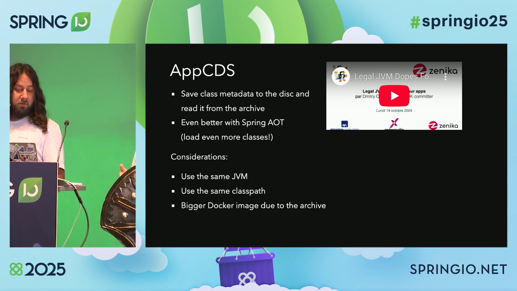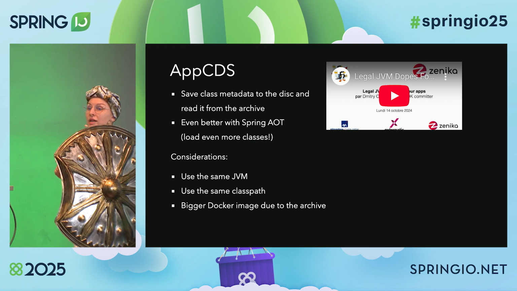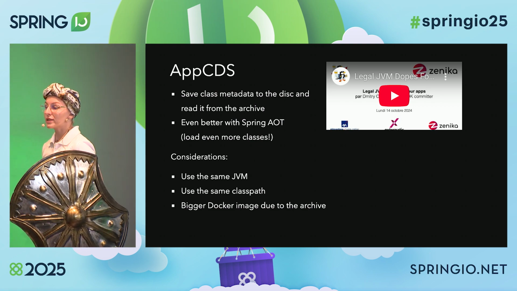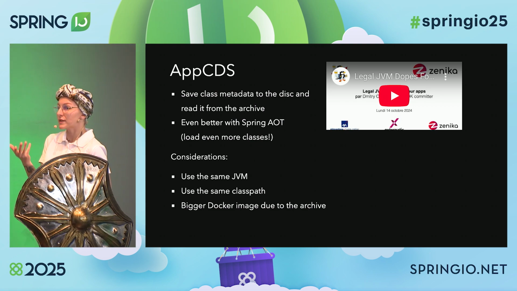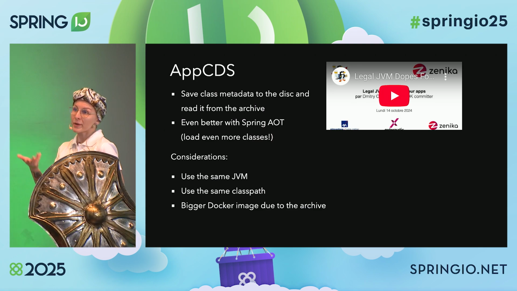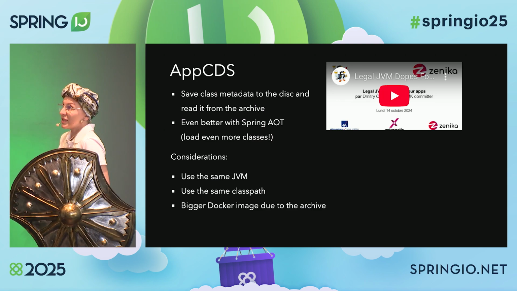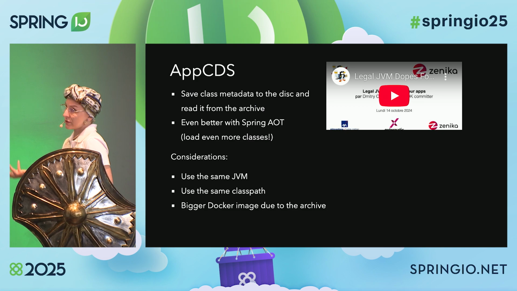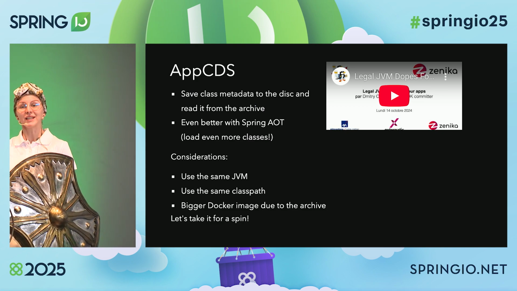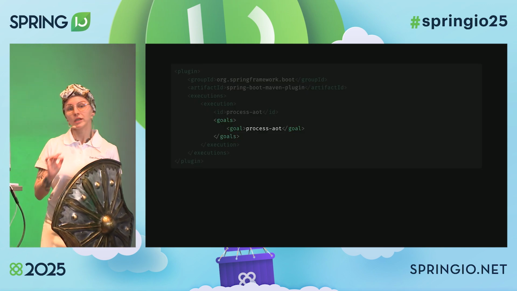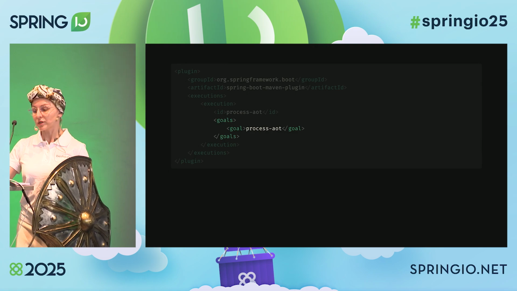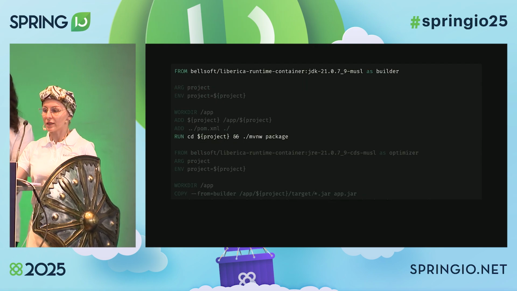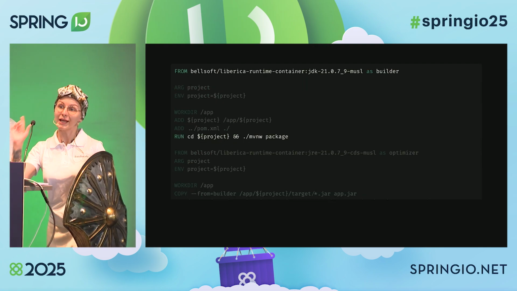What I love about AppCDS as a defender is that there are not so many limitations. All you have to do is use the same JVM, use the same class path, and the Docker image is going to be a little bit bigger because of the archive. So let's take it for a spin. What we do is we enable AOT processing, and then we are going to change our Docker file a bit.